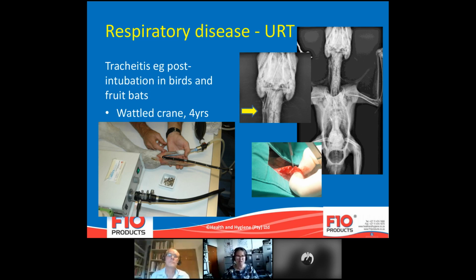And this bird actually had to have an air sac tube placed and a tracheal resection. And obviously, when you're doing the resection, you have to be really atraumatic and really careful, because you don't want to then get another stenosis at the site of the surgery. So again, during recovery, while this bird was hospitalized, it was nebulized with F10 just to help with the healing of that surgical site.